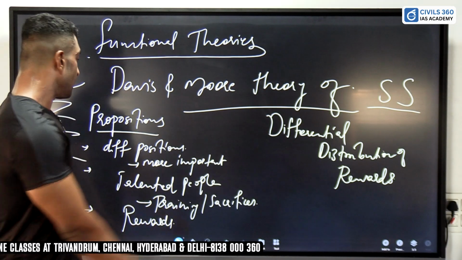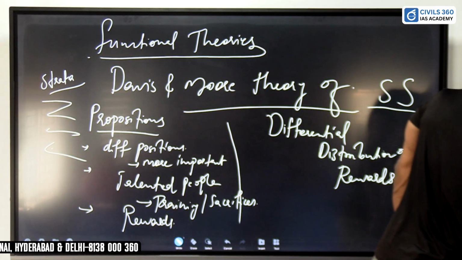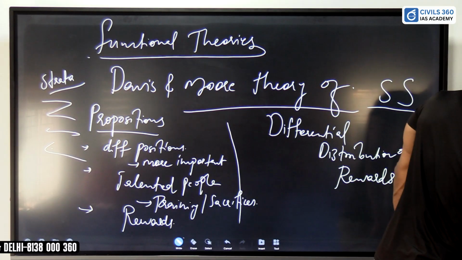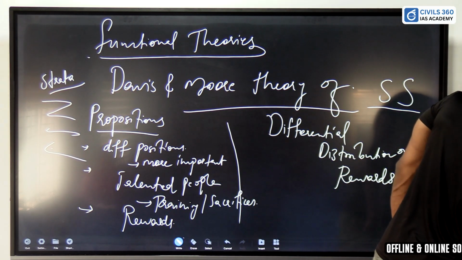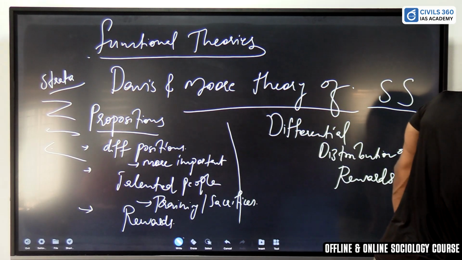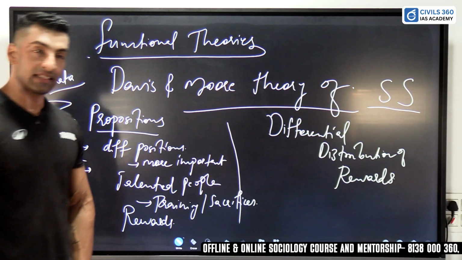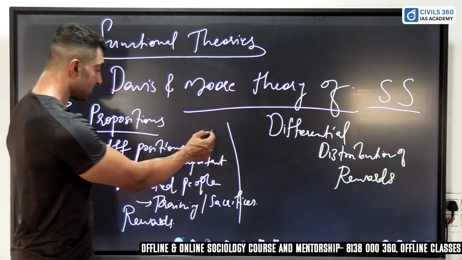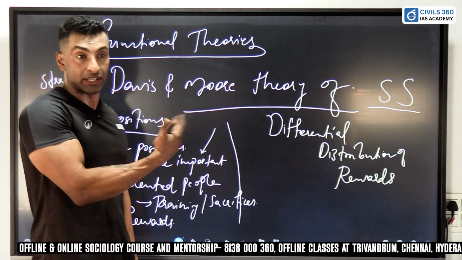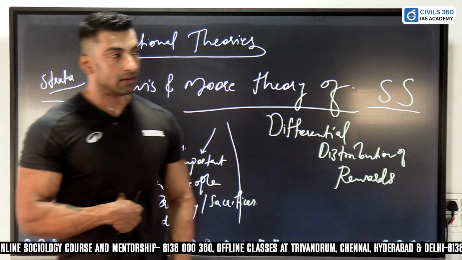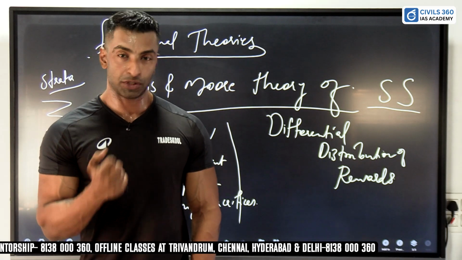Now, objections. So you can see the objections. So what he says is, firstly, you are saying some are functionally more important. This one, Melvin Tumin will question. What he says is, how to judge the relative importance of a position.